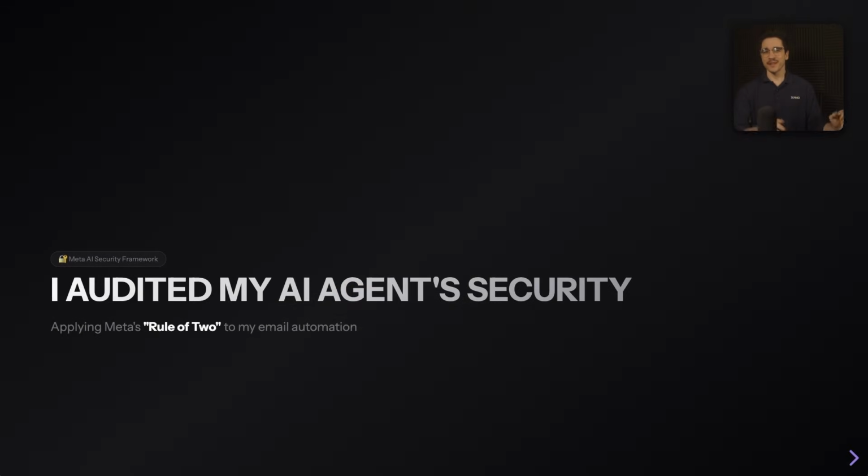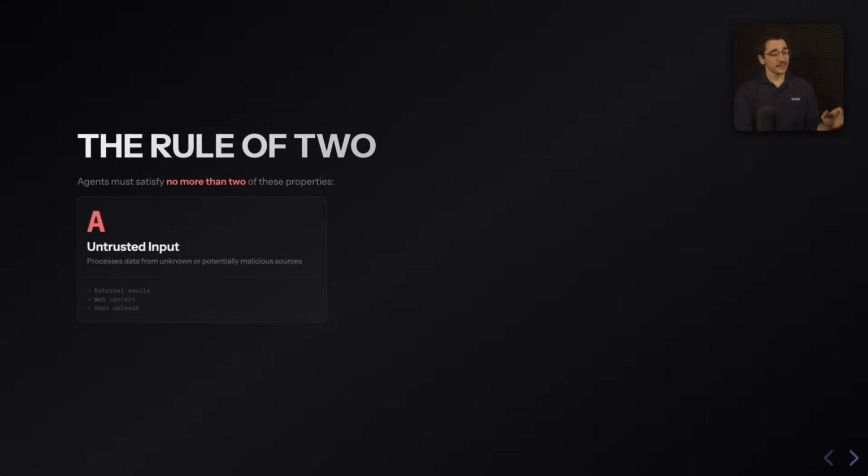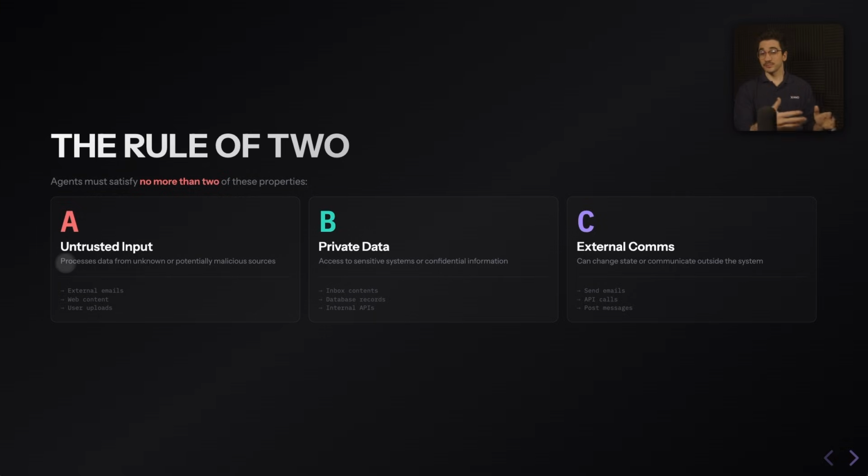So, what is Meta's Rule of Two? Well, it's a fancy way of saying that you shouldn't, or your agent shouldn't, have access to these three buckets at a given time. At most, two. I'm looking at A, B, and C here. A, an untrusted input, B, private data, and C, external communications.